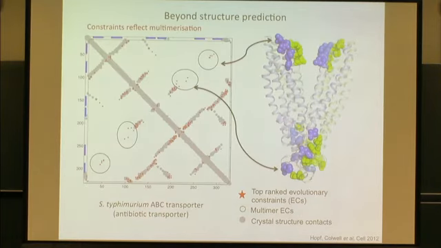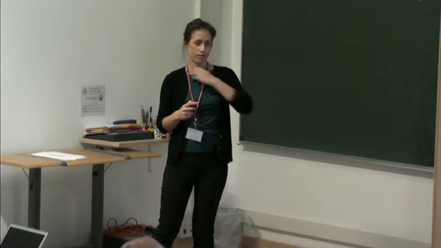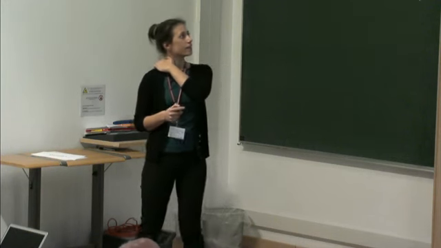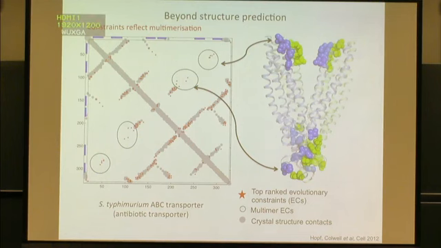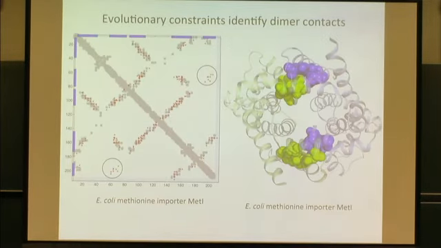I guess the other thing that we found is that some of these high-scoring pairs can correspond to pairs of amino acids, or pairs of residues, that are close between proteins rather than within a single protein. That's what we found in this example here, and this example here.